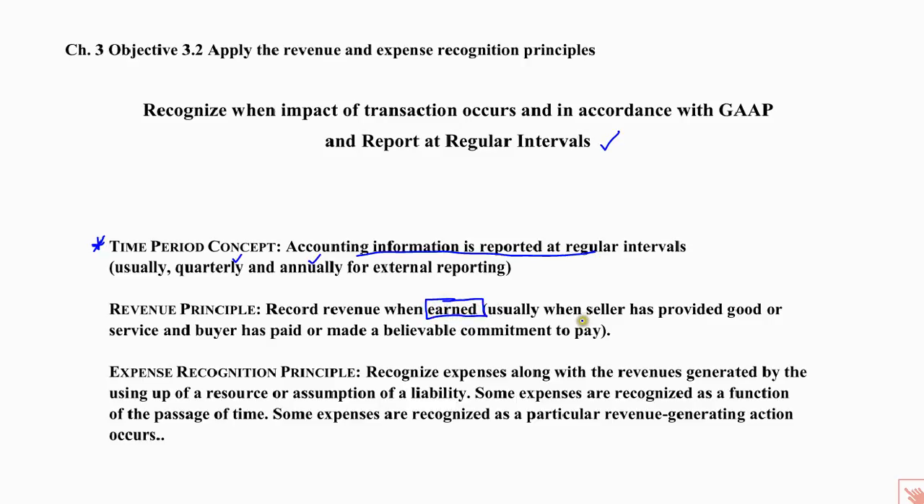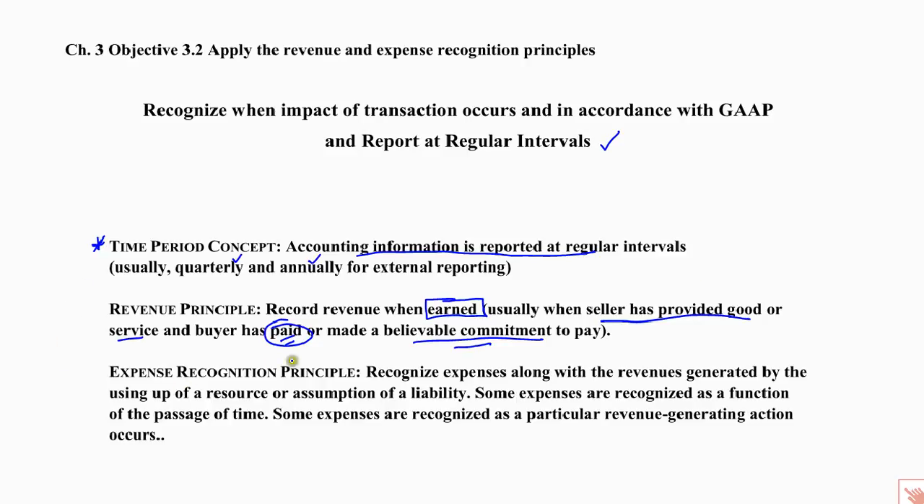What does that mean? Well, for 99% of the cases, when the seller has provided the good or the service, and the buyer either has paid or made a believable commitment to pay. So, paid would include cash transactions. A believable commitment to pay would be a sale on account. So, you provide an item or a service to a customer, and they promise to pay you in 30 days.